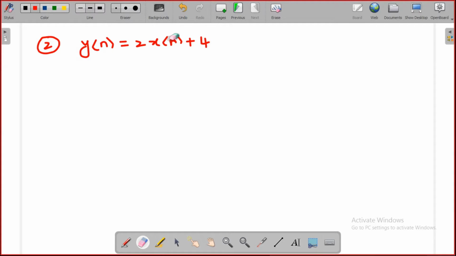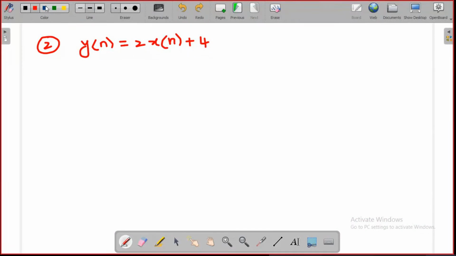To x of n plus 4. Okay, so the given system is y of n, which is equal to T of x of n, which is equal to 2x of n plus 4.